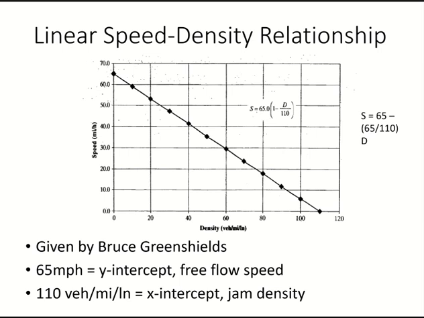So he said between speed and density I have a straight line, meaning y equals mx plus b. What is my y? Speed. So speed equals mx plus b. What is my x? Density. So speed equals m times density plus b. It was y equals mx plus b, right? Clear?